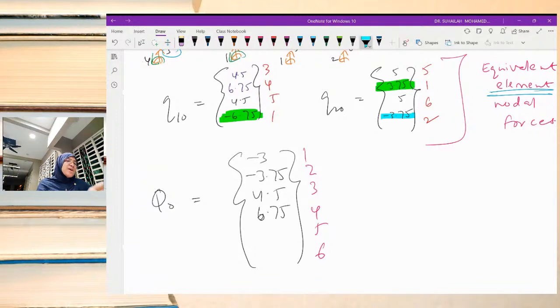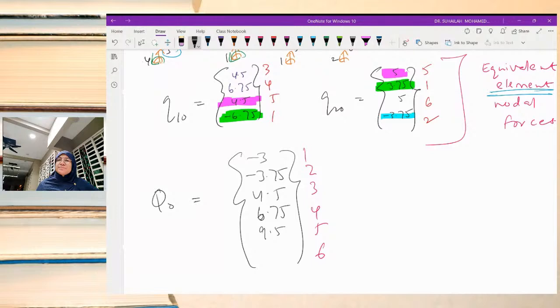Now, position 5. 4.5, and 5. Position 5, what is the value? Position 5 is 9.5. Position 6.